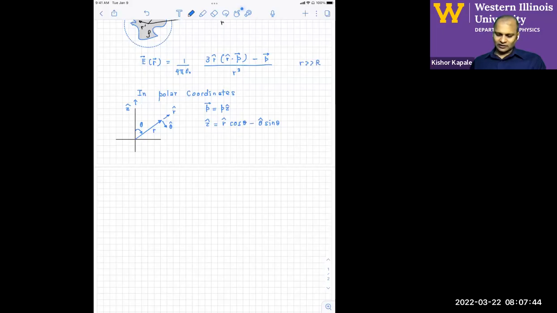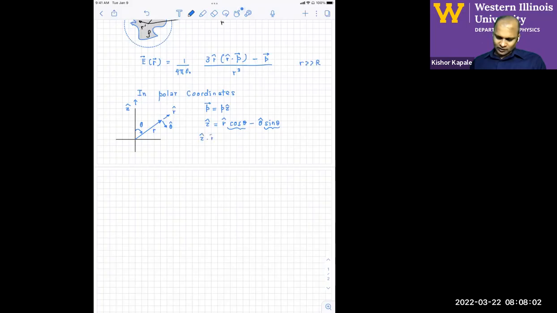And how do we get that? You could just do a dot product of z hat with respect to r hat, and that will give you cosine theta, and a dot product of z hat with respect to theta hat, that's going to give you negative sine theta, and that's how you know z hat is going to be a combination of those two.